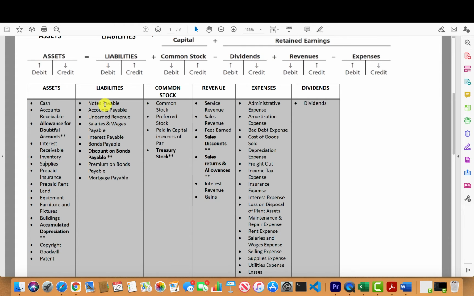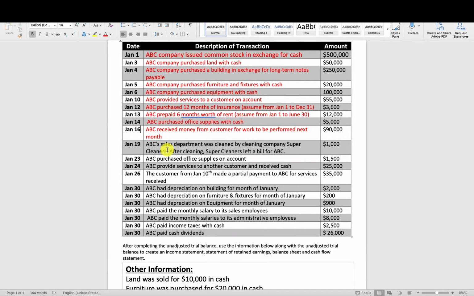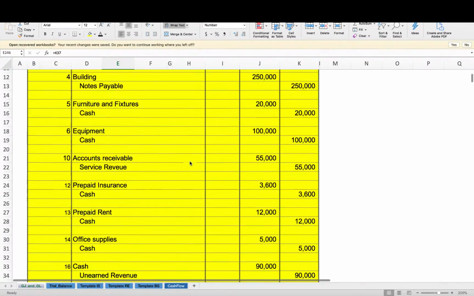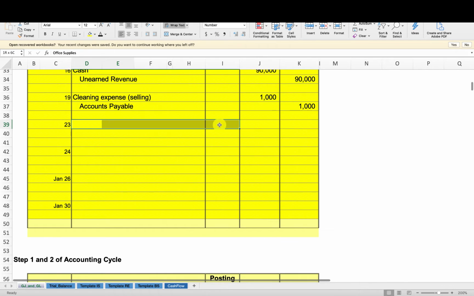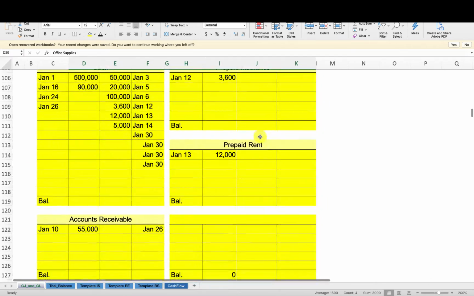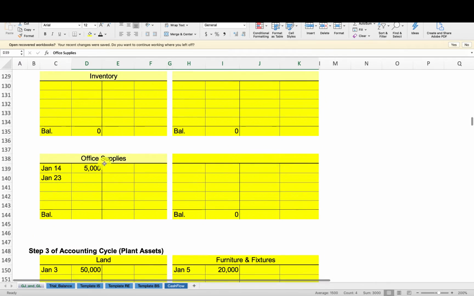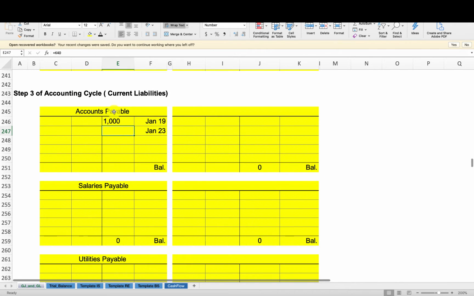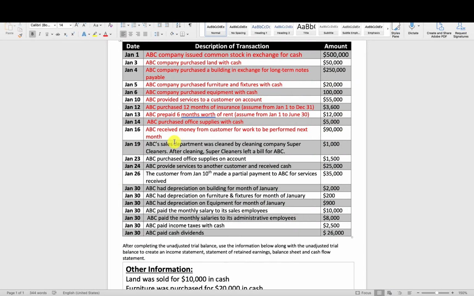Notes payable is usually when we borrow money. Accounts payable is when we receive goods or services, we haven't paid for it. That's accounts payable, okay? So in this transaction, I've received supplies and I owe, so I'm going to debit office supplies and I'm going to credit accounts payable, okay? So I'm going to go down to assets. Office supplies is an asset, and I'm going to debit office supplies for $1,500, and I'm going to go down to accounts payable, which is a liability, right? And I'm going to credit it for $1,500. All right. Okay, let's look at the next one.